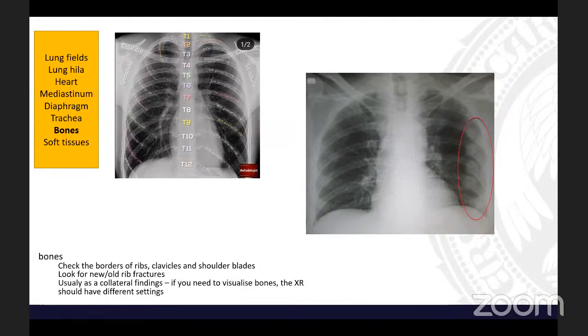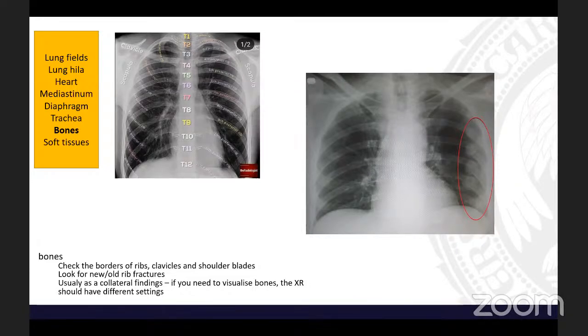You definitely need to check the bones, because there can be some problems there. For example, here you see older fractures of the ribs. There's deformation of the ribs, which is because of those older fractures. If you don't know that, you can think there are some tumors in the lungs, and it can get really messed up.